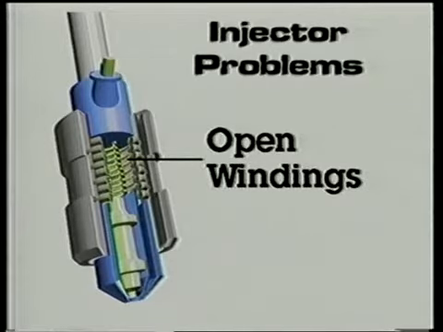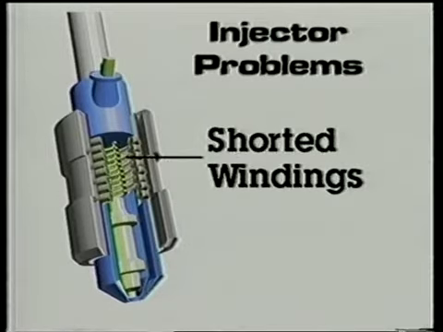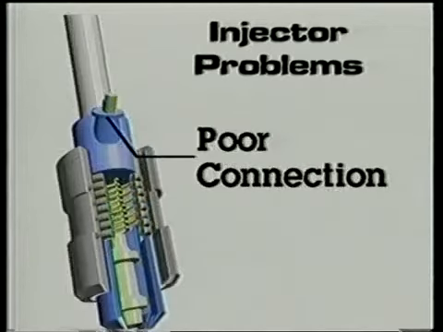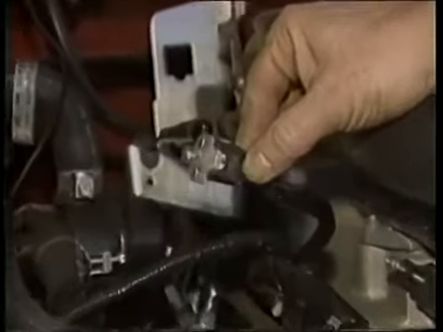Open windings in an injector will prevent injector valve opening. The cylinder will be dead, and an ohm meter will show infinite resistance. Shorted windings will also keep the injector from working. An ohm meter test would show almost zero resistance. A poor connection is a common fault that prevents the computer pulse from reaching the injector. An inspection and meter test of the wiring should find this trouble.